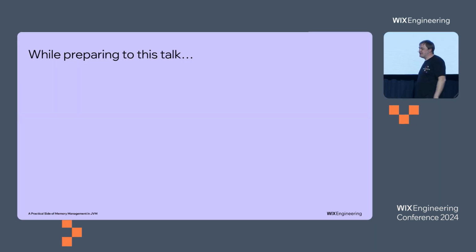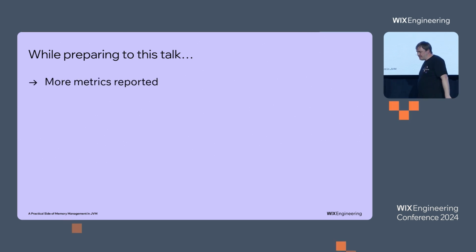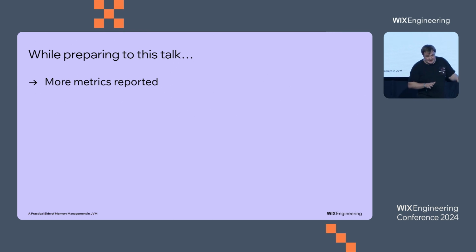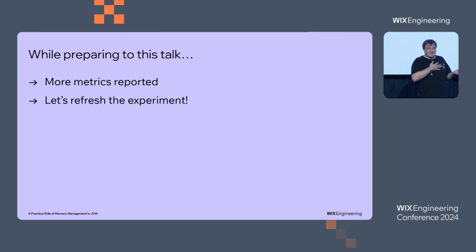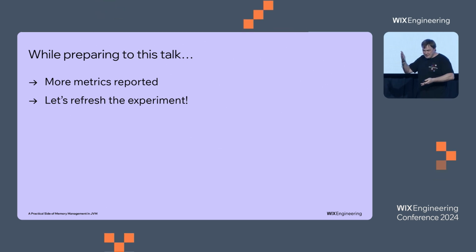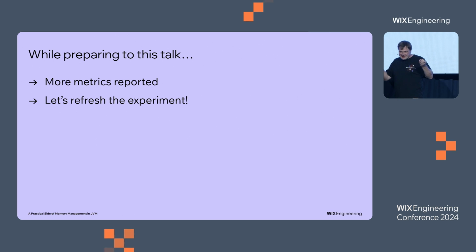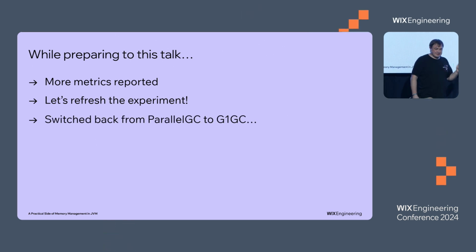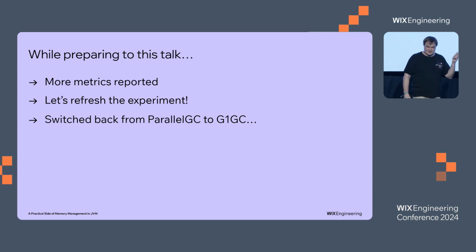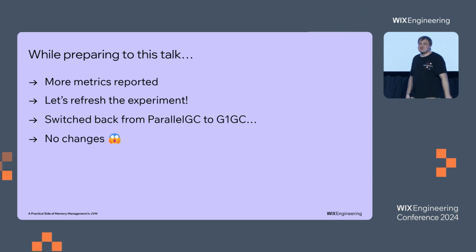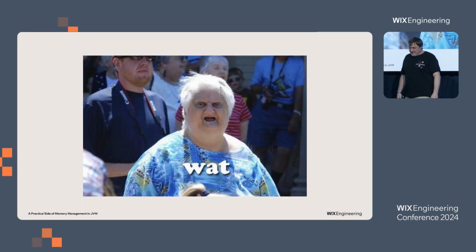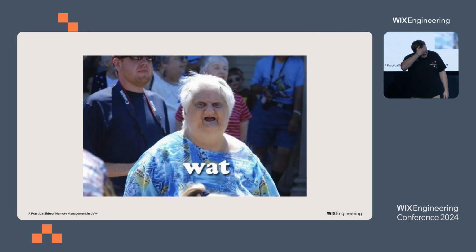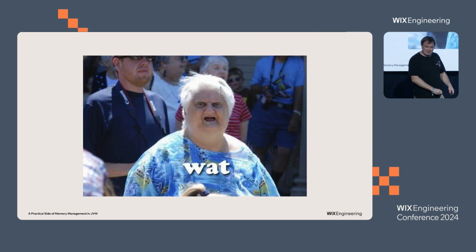So while I was preparing for the conference, I wrote reporting of many more metrics, like duration between GCs and everything else. So I decided, wow, let's just do the same experiment and see not only the throughput per pod, which is amazing, but let's see how other metrics are different. So I switched back from parallel GC to G1 GC, and there were no changes at all. And this was like a couple weeks ago.